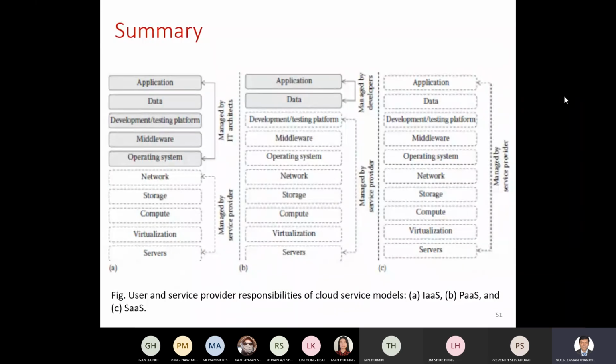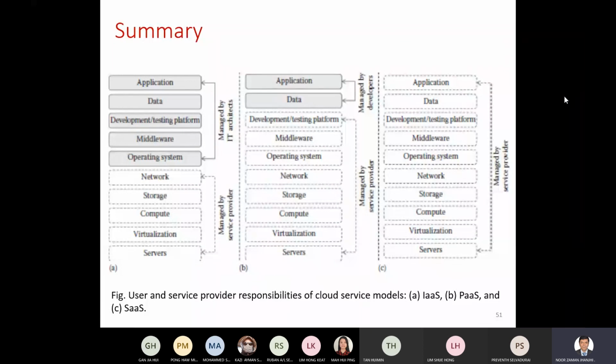So here we just summarize them. From this model, you can see what PaaS, SaaS and IaaS are. A is for IaaS, B is for PaaS, and C is for SaaS. We tried to come up with one model where you can see what things are available and what is suitable. So that's what we discussed. Now you will be able to understand their characteristics, their pros and cons, their services, and their limitations.